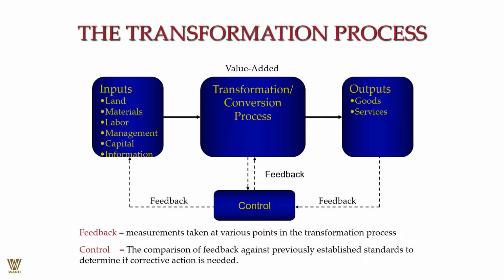So the transformation process is all about inputs, be it land, material, labor, management, capital, and information. How do we go across with it? And what is the output that we look for? We are looking for goods and services. So input is land, material, labor, management, capital, information. Output is goods and services. In between is the operation or the transformation process. That is what the value added system is all about.